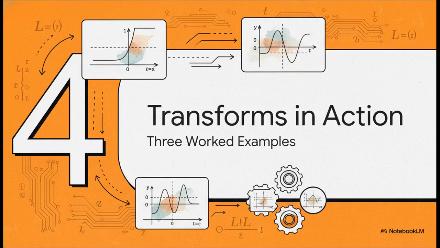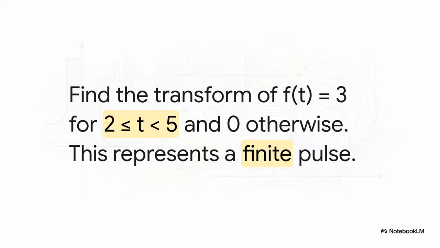Okay, enough theory. The best way to really get a feel for these theorems is to just see them in action. So let's walk through 3 examples, step by step, to really nail down how this all works in practice. First up, let's model a pulse. Imagine a constant force of 3 is suddenly applied at time t equals 2, and then, just as suddenly, it's turned off at t equals 5, so it's on for a very specific window of time. How in the world do we write that mathematically and then find its transform?